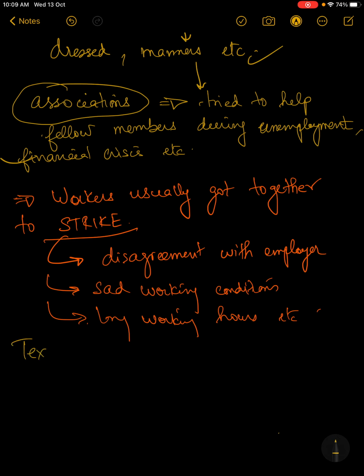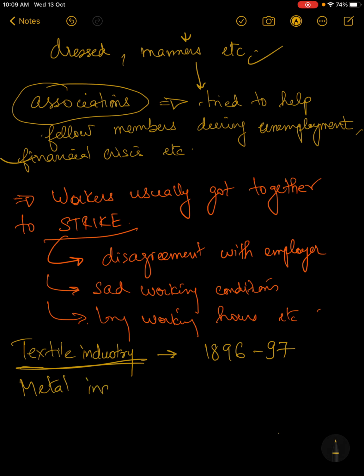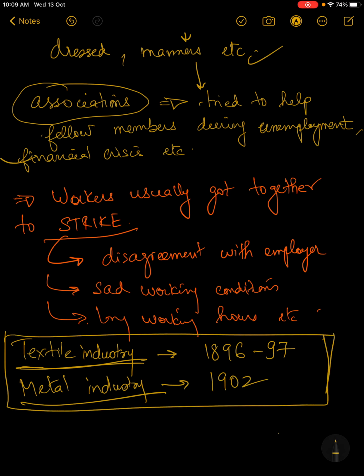Now, if we talk about the textile industry in Russia, strikes took place in roughly around 1896 to 97, okay? And in the metal industry, where the metal workers were there, this strike took place in the year of 1902. All right. I'm just going to box them so that you can note them down separately somewhere. Not really important, but still can add a lot of value to your answers. Okay, so this was a situation with the workers in Russia.